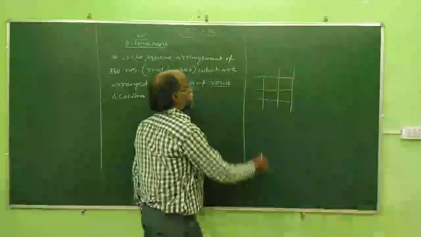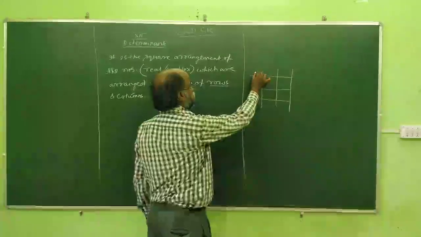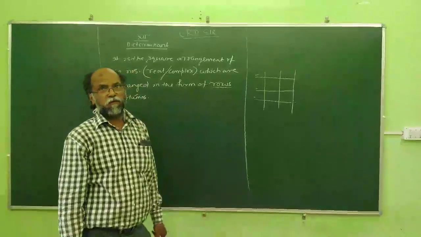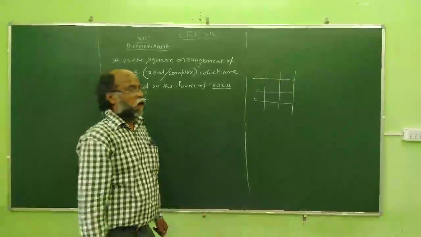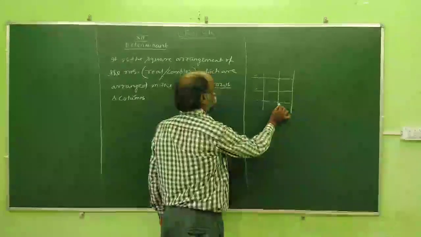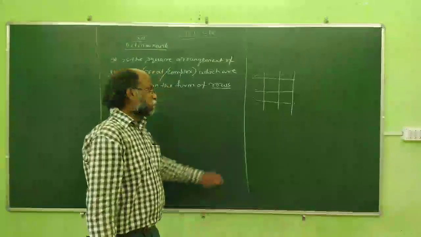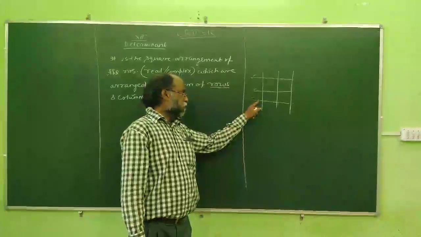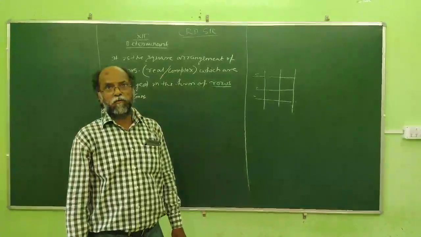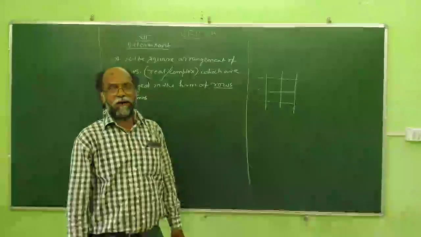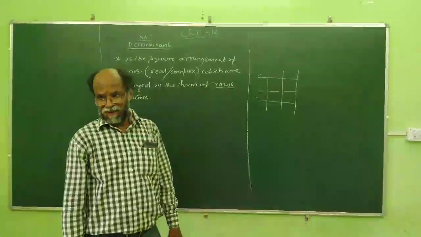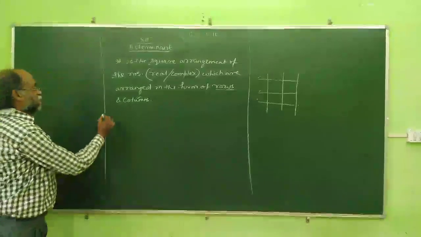Now tell me in this figure, how many horizontal lines are there? 3. So, number of rows is 3. How many vertical lines are there? 3. So, the number of columns is 3. And if the number of rows is equal to number of columns, then that arrangement is called square arrangement. Because you know that in a square, length is equal to breadth. Okay? So, now let us take one example.